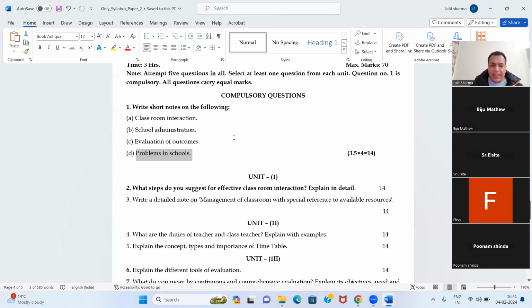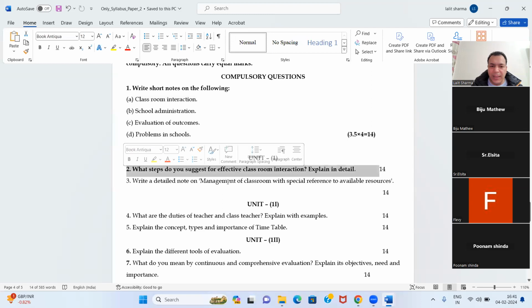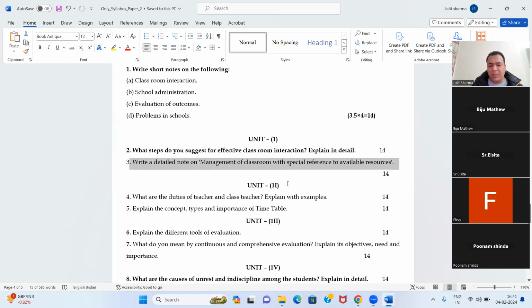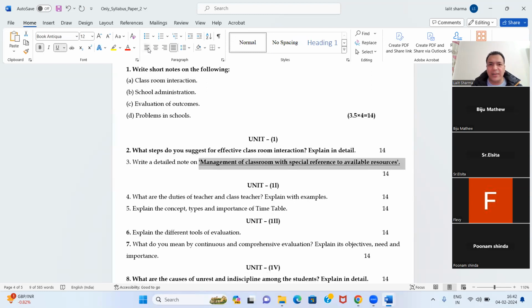ये देखो यूनिट, ये क्लासरूम इंटरेक्शंस क्वेश्चंस आया, शॉर्ट में आ गया. ठीक है, 3.5 मार्क्स. And again, it has come in long also, regarding the classroom interaction. And the third, an easy question has come: write a detailed note on management of classroom with special reference to available resources. तो ये क्वेश्चन मालूम है क्या है? It is talking about classroom management.